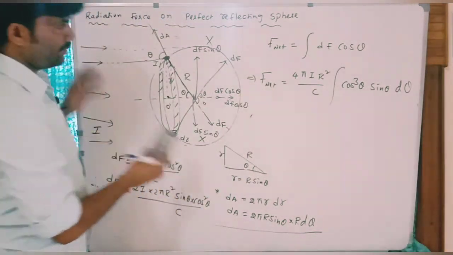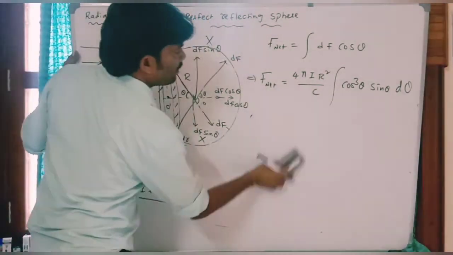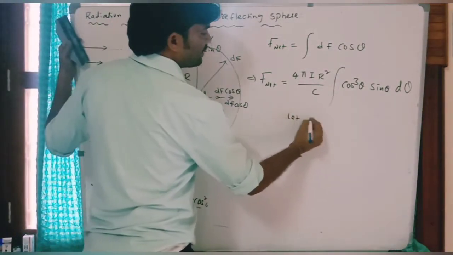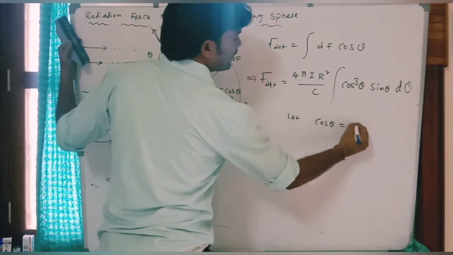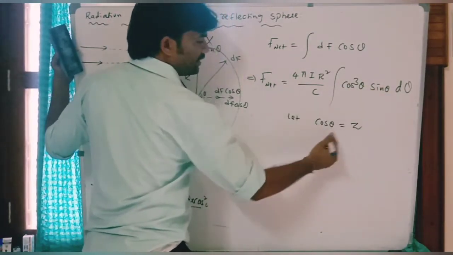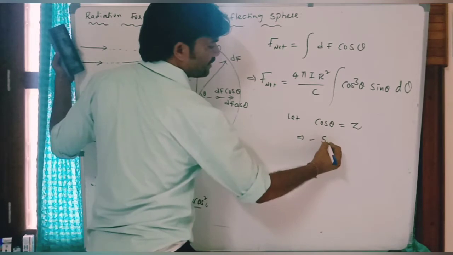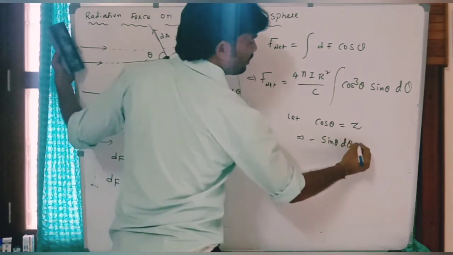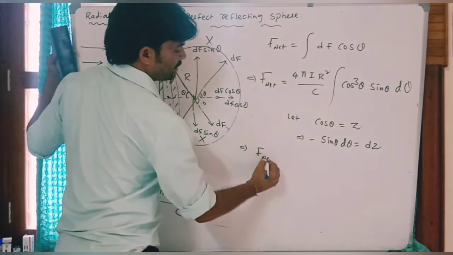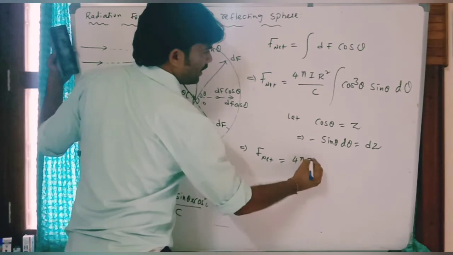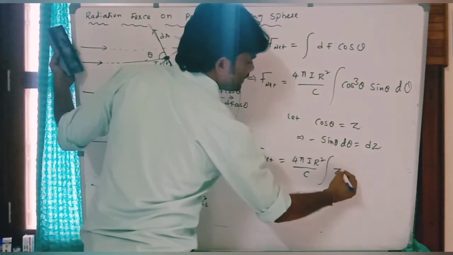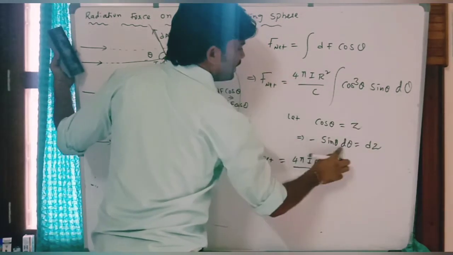Now for the integration of this, for a simple integration, let us treat cos theta equal to z. For d theta, differentiate this on both sides. Differentiation of this gives minus sin theta d theta equal to dz. Substitute these two here. The net force is 4 pi I r square by c, and z cube sin theta d theta is minus dz.